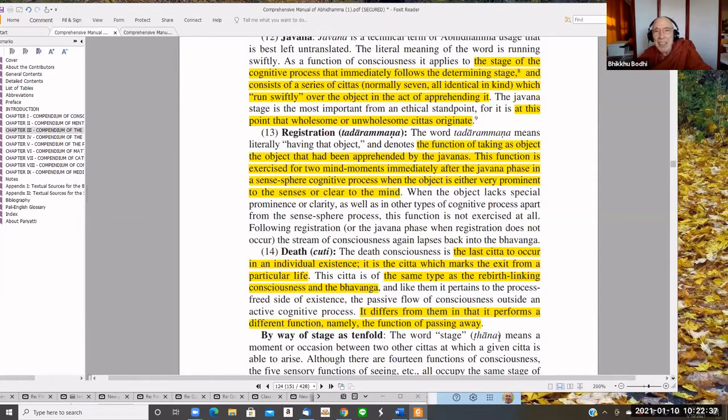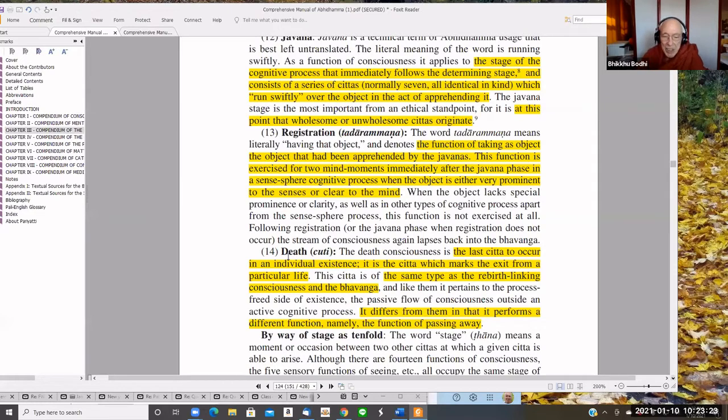And I compare the death consciousness to when you see a movie. When the movie is over on the screen, at least in the old movies, then after the last scene, just the words appear on the screen, the end. And that means the movie is over. And so the death consciousness is somewhat like that frame that says the end. It's that one moment which is signing out of the life that's ending.